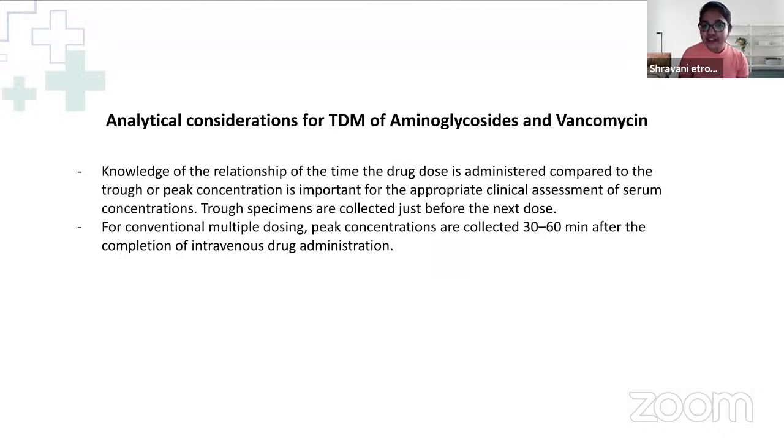Analytical considerations for TDM of aminoglycosides and vancomycin. The knowledge of the relationship of the time the drug dose is administered to the trough and peak concentration is very important. So when do we take the peak concentrations? When do we take the trough concentration? In case of aminoglycosides and vancomycin, the trough specimens are collected just before the next dose for conventional multiple dosing. If you want to see the peak concentrations, you have to take the sample 30 to 60 minutes after the completion of intravenous administration.